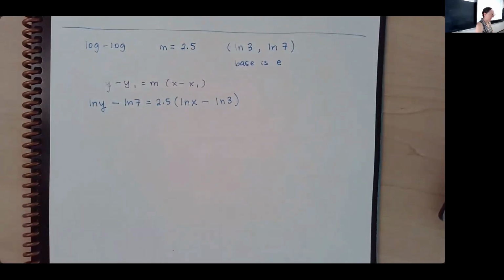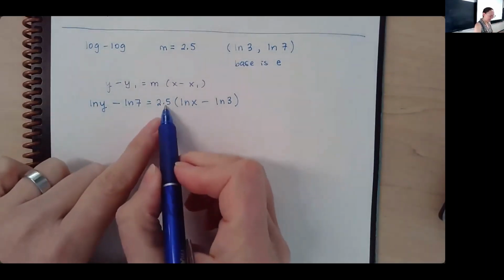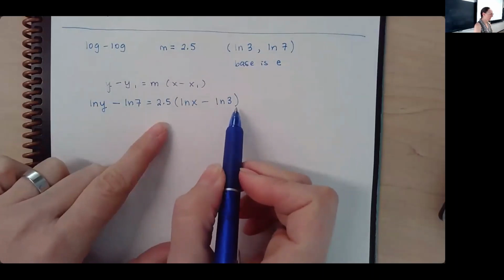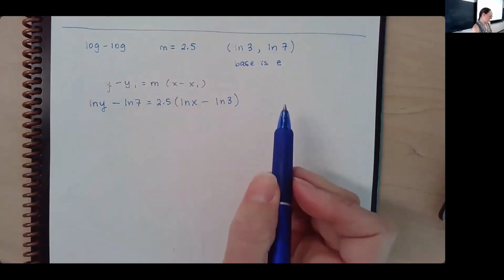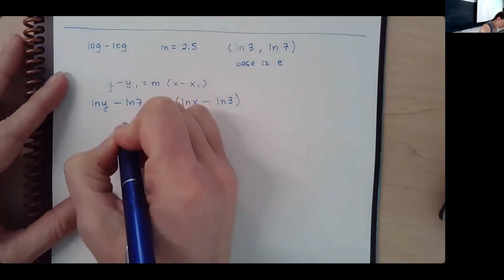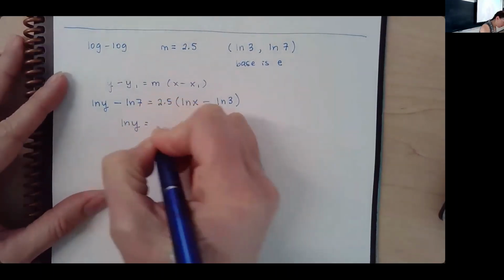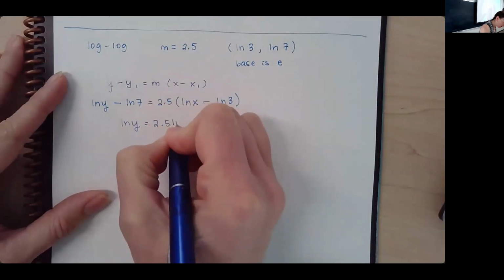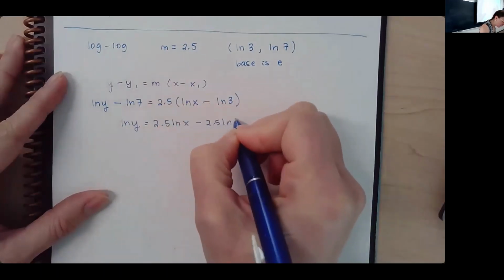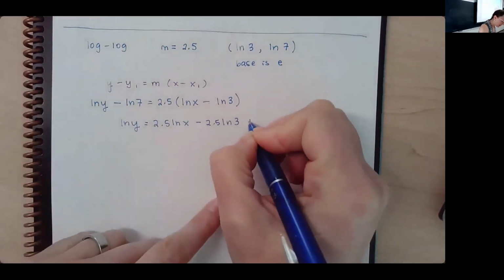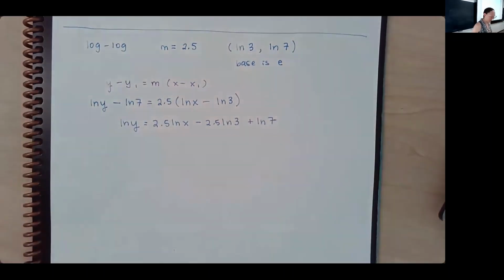But I still want to get the y by itself to find the functional relationship. Again, I have the choice whether I want to distribute this thing out or not. I think I'm going to go ahead and distribute it out. So I would have ln of y is equal to 2.5 natural log of x minus 2.5 natural log of 3, and then plus natural log of 7.